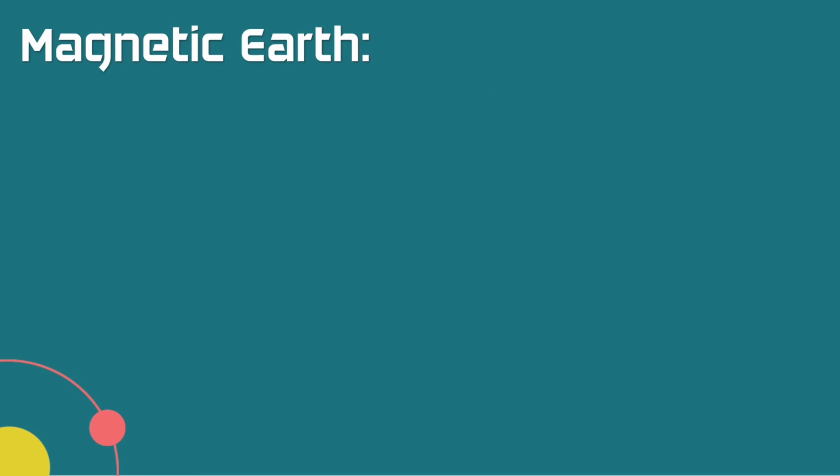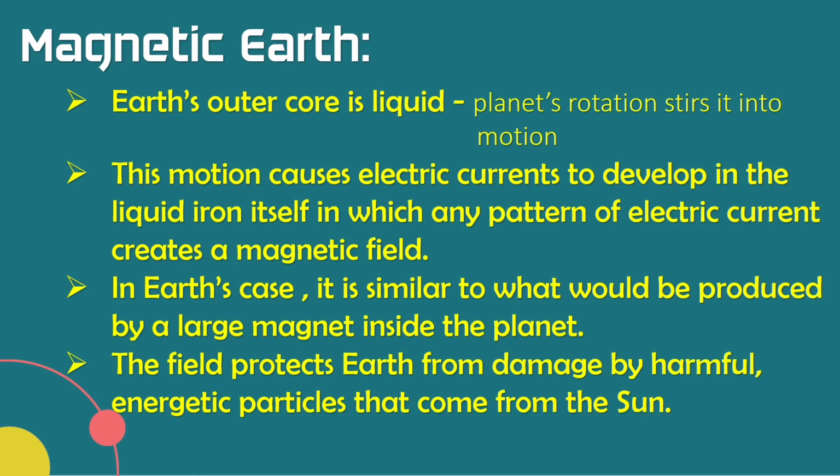Magnetic Earth. Because Earth's outer core is liquid, the planet's rotation steers it into motion. This motion causes electric currents to develop in the liquid iron itself. Any pattern of electric current creates a magnetic field, and in Earth's case, the field is similar to what would be produced by a large magnet inside the planet. The field protects Earth from damage by harmful energetic particles that come from the Sun.